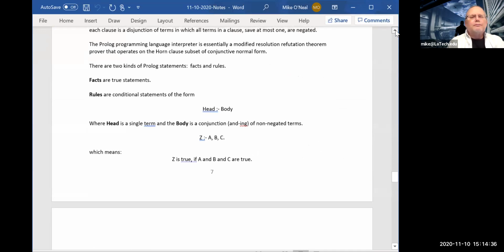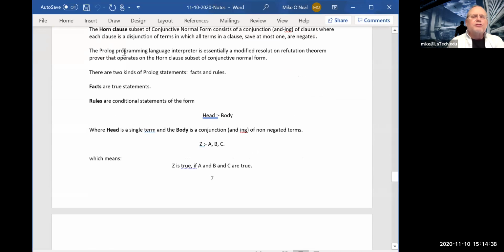So Prolog uses the horn clause subset of conjunctive normal form, but it expresses things in terms of facts and rules. Okay, a fact is just a true statement. A rule is a conditional statement. It's an if statement.